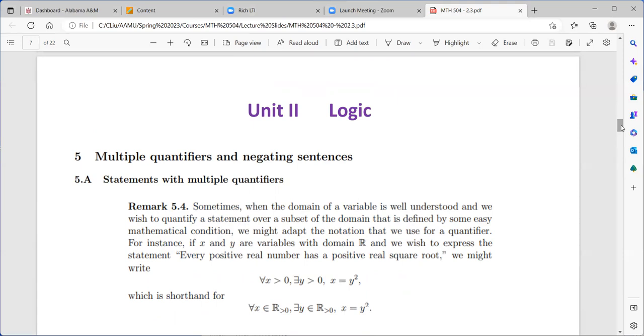Well, one of the things when we use the quantifiers, if the domain of a variable is well understood, then you can actually write it more concisely. You can change the notation a little bit. For example, if x, y are variables with domain R, and you wish to express the statement, every positive number has a positive real square root, and we know that's a true statement, by the way.